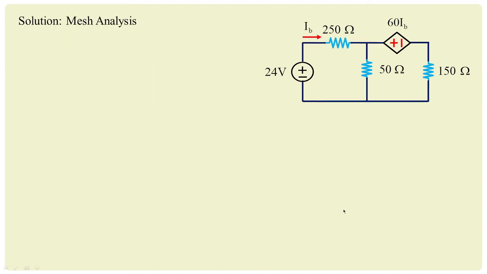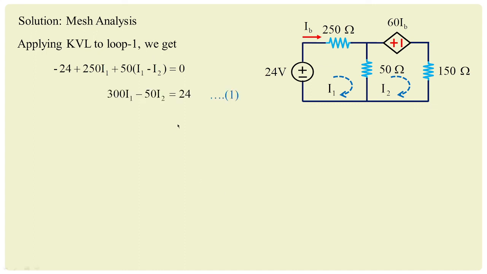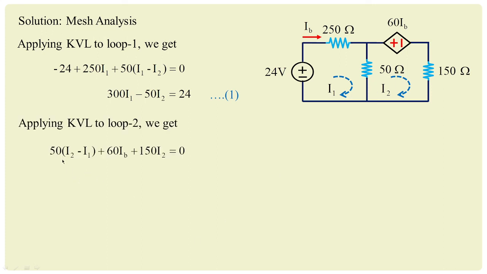Let us cross examine with mesh analysis. Simply I'm taking the current directions clockwise, I1 and I2, and applying KVL to loop 1, I'm going to get 300 I1 minus 50 I2 is equal to 24. Then with loop 2, I get 50 I2 minus I1 plus 60 IB plus 150 I2 is equal to 0. Luckily, IB and I1 directions are the same, so I am treating IB as I1 because the loop current direction and given branch current direction are one and the same. Substituting the value over here, I'm going to get 10 I1 plus 1200 I2 is equal to 0.